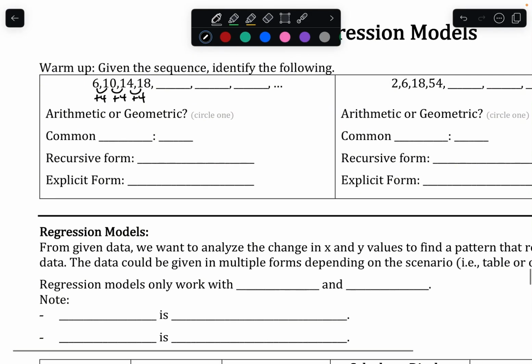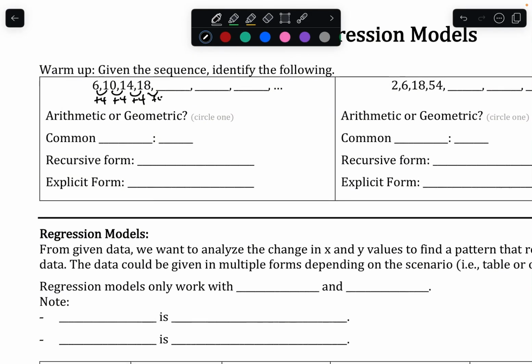And so if we wanted to continue the pattern, we would just keep adding 4, and that would take us to 22, 26, 30. And so anytime you are adding, that is an arithmetic sequence. I remember because they both start with A. And so we call it a common difference. And in this case, our common difference is 4. That is the number we are adding each time.